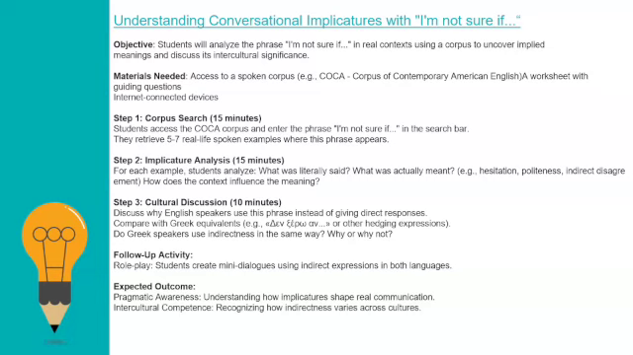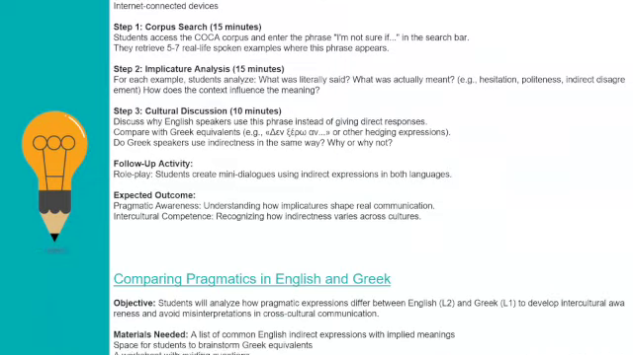By the end of the activity, students had a deeper understanding of how language works beyond just words. They saw how implicatures shape real communication and how different cultures use indirectness in different ways. It's a great way to build pragmatic awareness and intercultural communication at the same time. Moving on to the next activity.